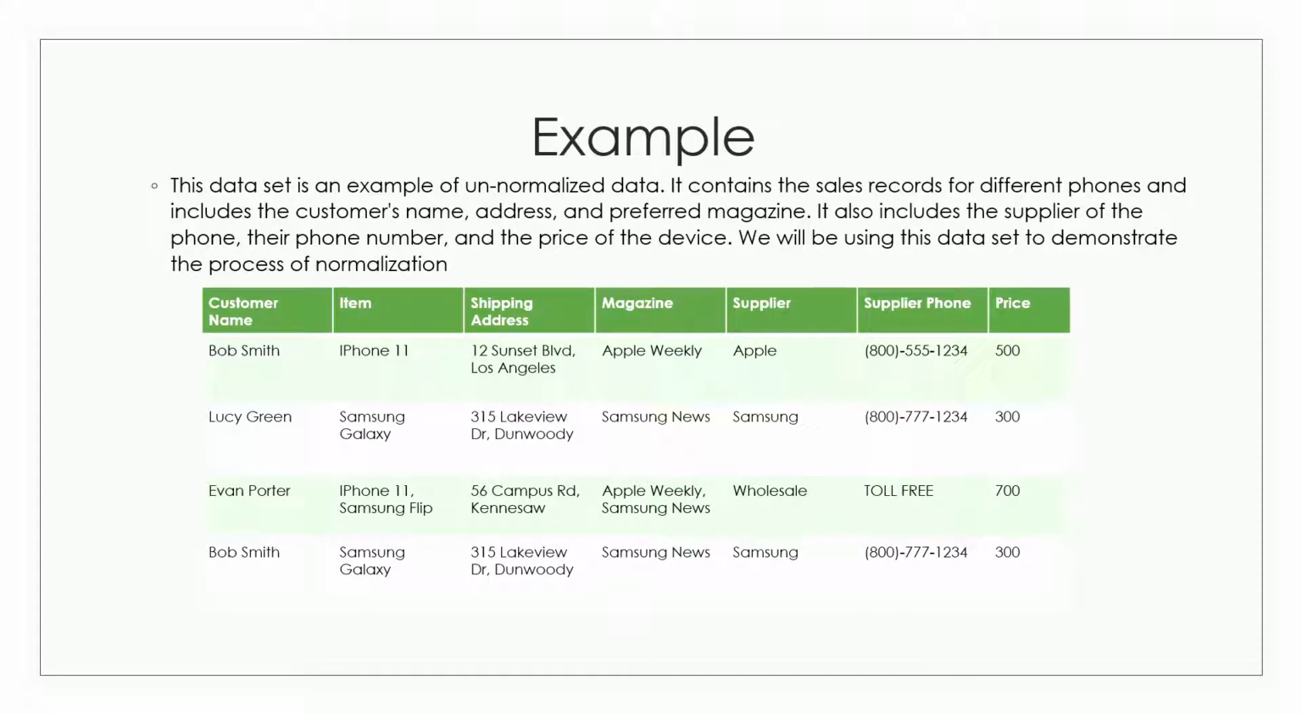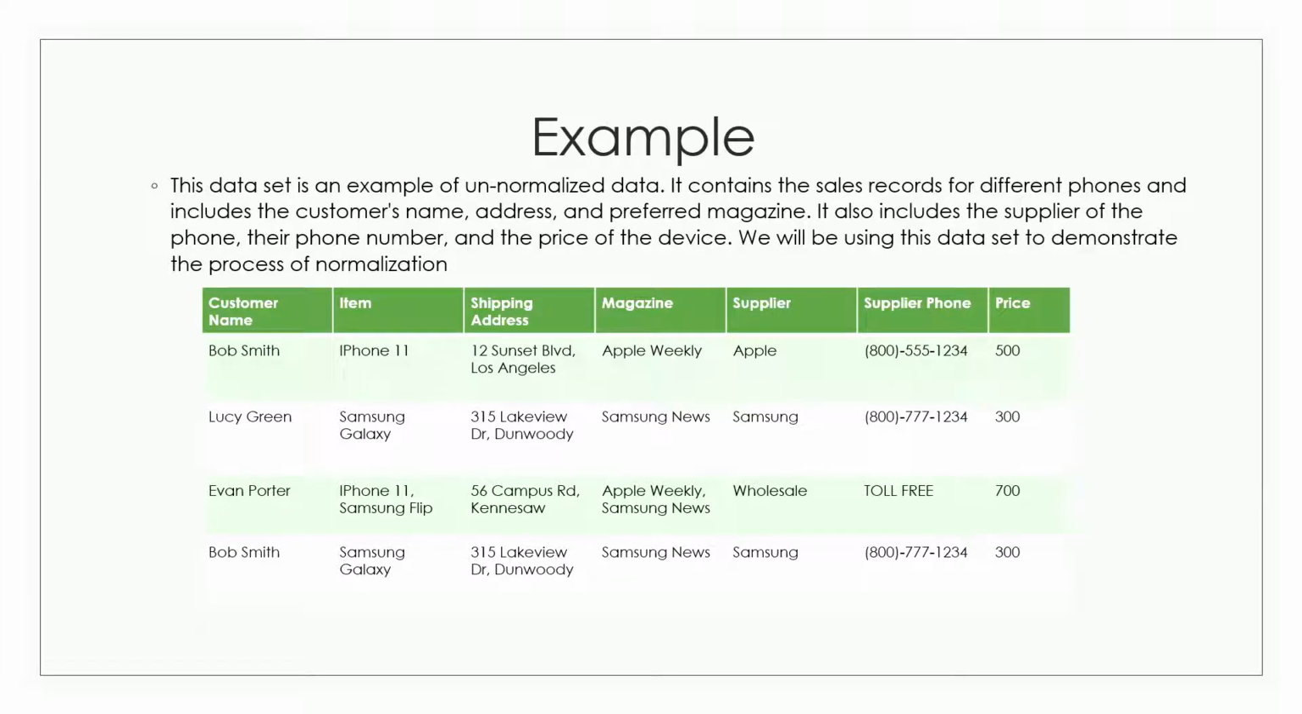So we thought the best way to demonstrate the process of normalization was by walking you through an example. The example shown here is sales records for a mobile phone store. It includes the customer's name, address, and preferred magazine. It also includes the supplier of the phone, their phone number, and the price of the device. This data set is currently unnormalized, and this business would have a difficult time referencing, updating, or adding to this list.